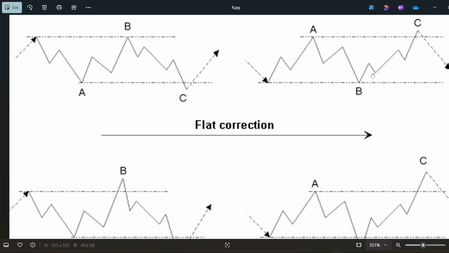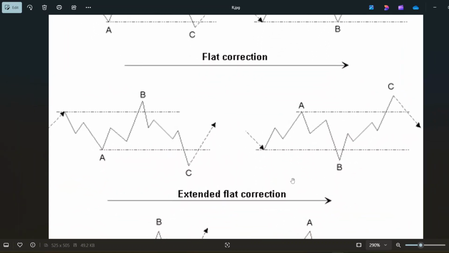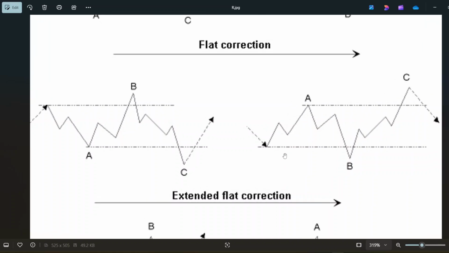Now, this type of flat suggests a balanced market without extreme volatility. Then we also have the expanded flat. Here's where things get tricky, right? In an expanded flat, wave B extends beyond wave A. You can see what happened here, making a new high or low, while wave C drops aggressively beyond wave A.